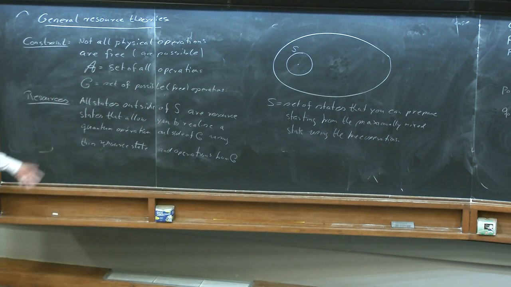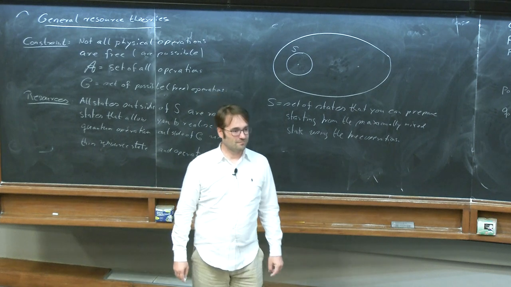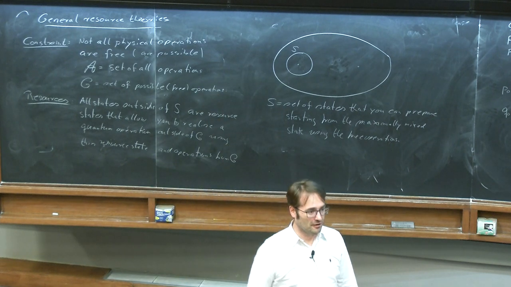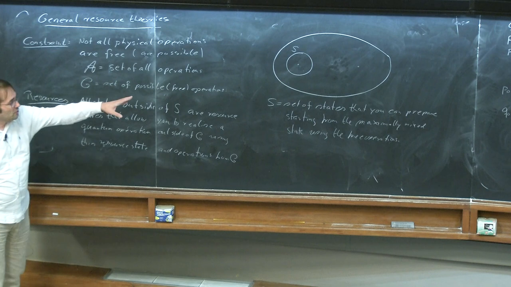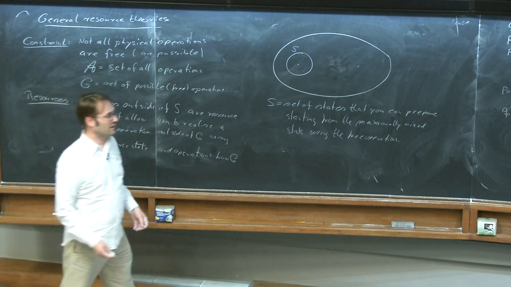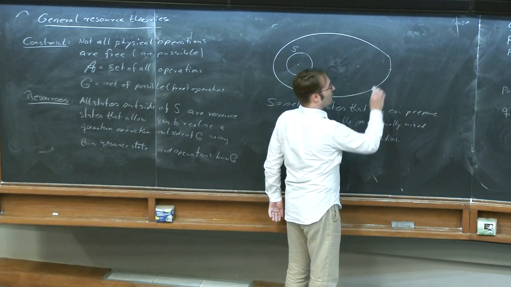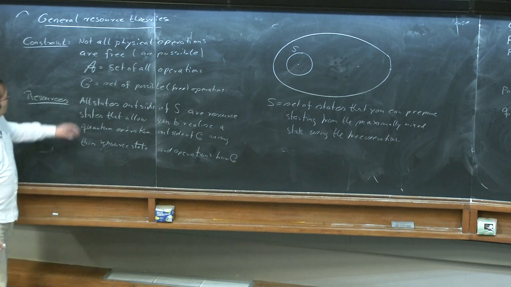But okay, so now I wrote it a bit more generally. Constraints, resources, and in a way, this is the starting point. Now you will ask questions such as, if I have a state out here, how useful is it? Which protocols can I produce with it? So which operations in A can I produce using a particular state outside? I can ask the question, is there a maximally resourceful state? So probably something that would sit here, from which I'm able to make any other resource state using operations in C.